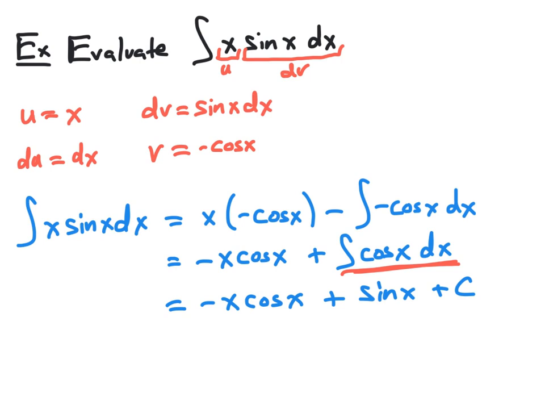This whole process revolved around the fact that we ended up with a simpler function inside the integral on the right-hand side, in this case cosine x being simpler than x sine of x, so that we actually were able to evaluate that integral. It's very possible that depending on our choice of u and dv, we end up with a more complicated integral, and that often means that our choice for u and dv was incorrect.